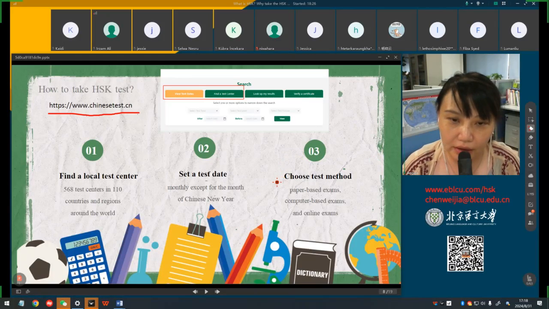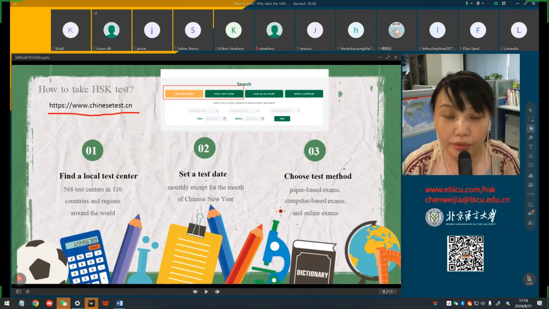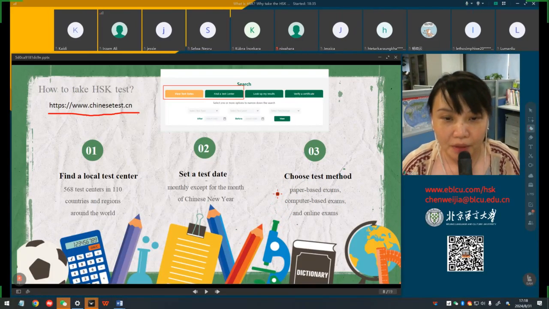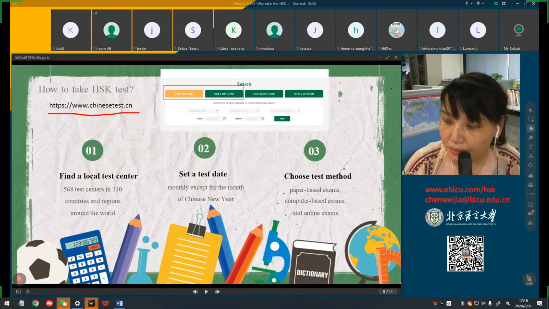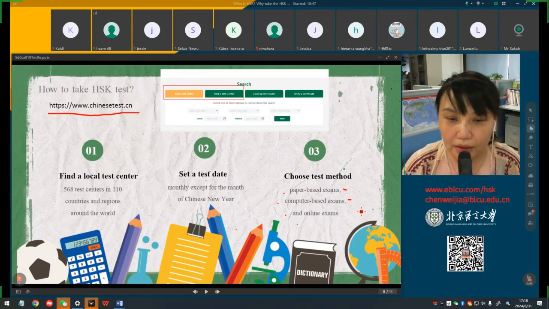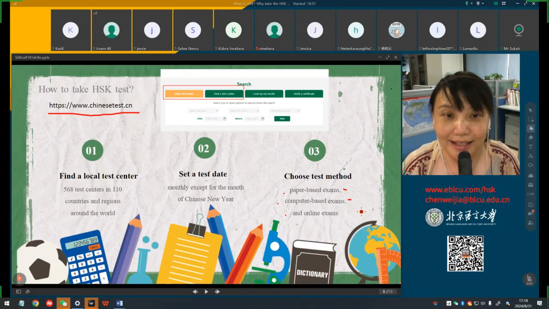And talking about the options of test method, there are 3 methods of taking the HSK test. The first one is the paper-based exam, and the second one is the computer-based exam, and then the online exam. Both the first 2, the paper-based and computer-based exams, need to be taken in the test center, at your local place. The online exam you register for through the local test center, but you can take it at home. But the online exam is not offered by all test centers, so you need to check whether your local test center offers online exams. Usually they have computer-based or paper-based exams at all test centers.